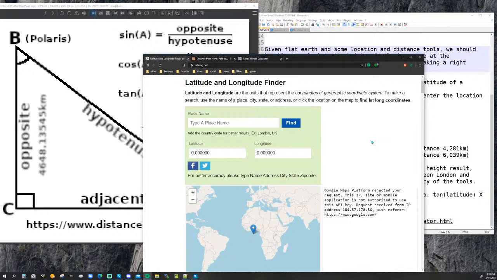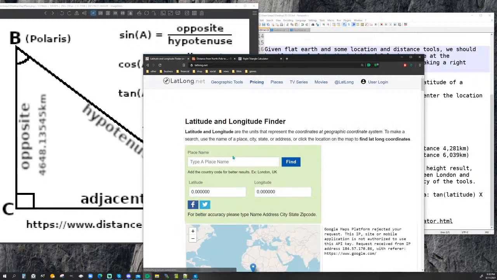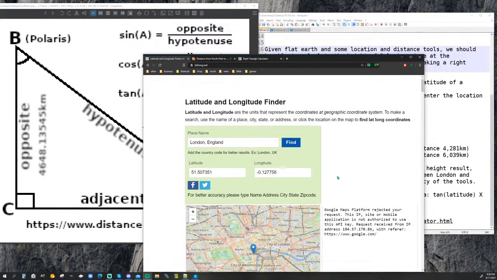You would type in the name of a place. Say we do London, England, and sometimes it gives you this ridiculous thing. You do it twice and it works. Latitude is the number here. That's the one we want. So there's how you would find your latitude for any given place, right?